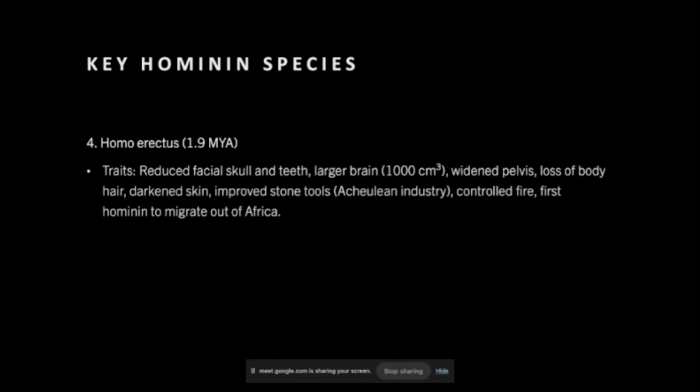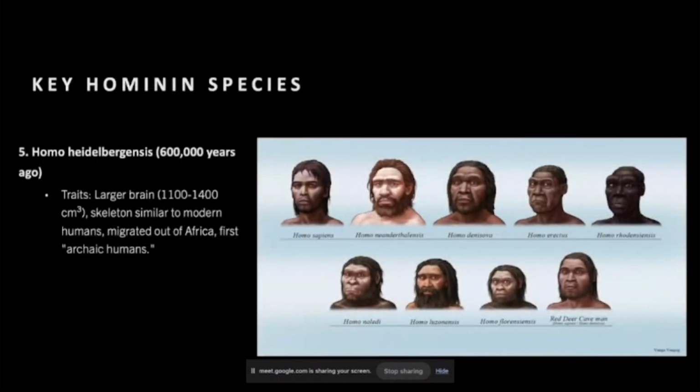So the Homo erectus, they had a reduced facial skull and teeth. They, of course, developed a larger brain. Because of the larger brain and the larger skull, they had a larger pelvis, and they lost a lot of the body hair, and they got darker skin. They developed their stone tools a lot better. They were now able to control fire because, of course, larger brain comes with better thinking, or better survival skills, right? And as we mentioned, they were the first hominin species to be able to move out of Africa. That was the Homo erectus.